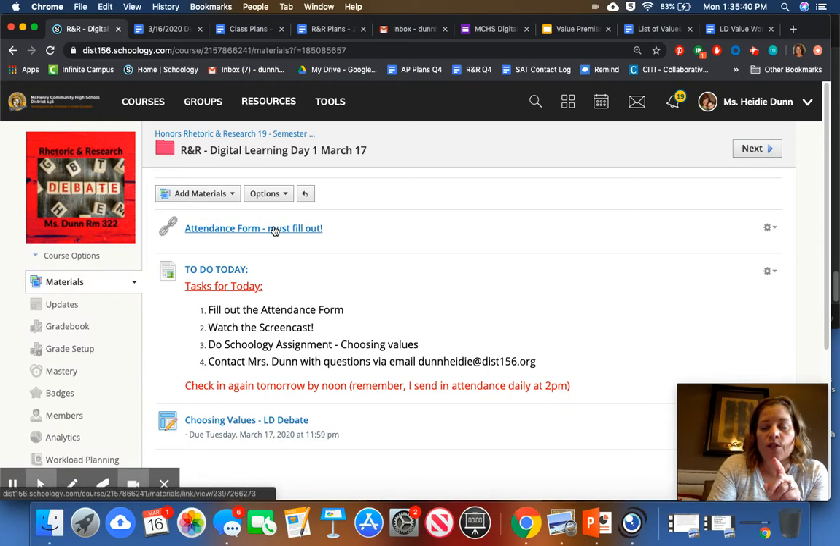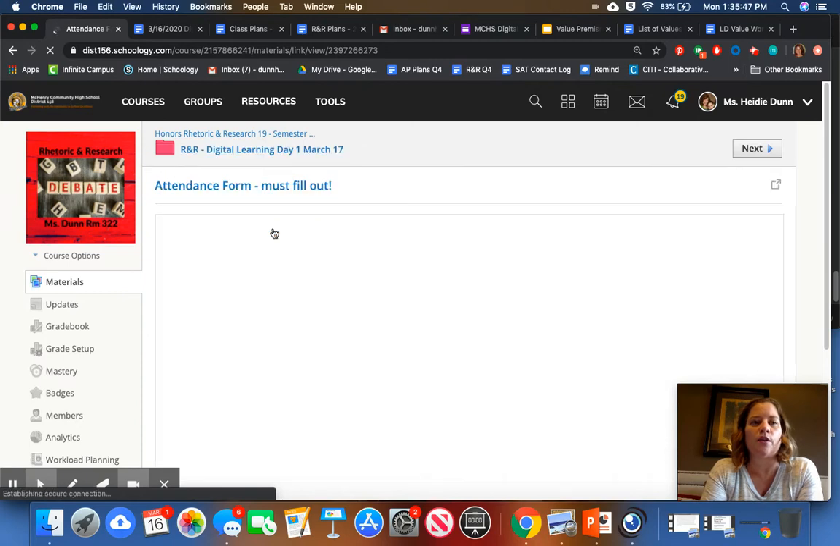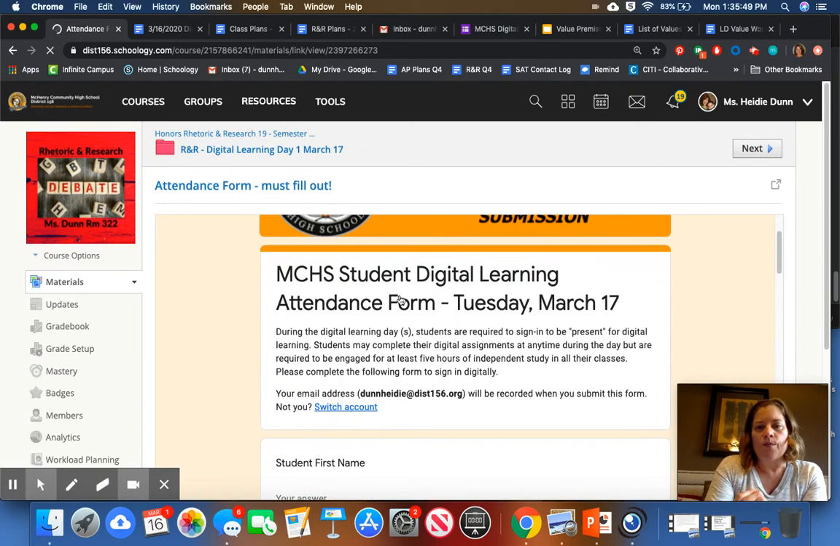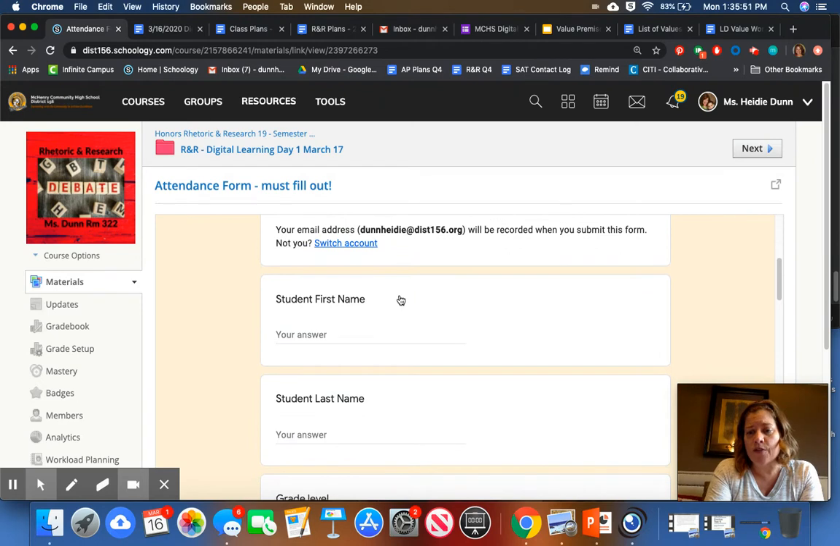First, always first in the folder will be this attendance form, which you need to fill out. So let's take a look at that attendance form so you know what it looks like. Every day you have to do this attendance form for all of your classes. All of your teachers should have this on Schoology. So before noon on every day that we have digital learning, you have to check in with all of your classes and fill out this form.